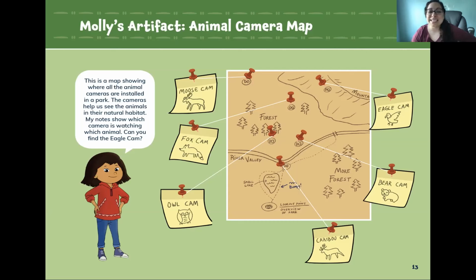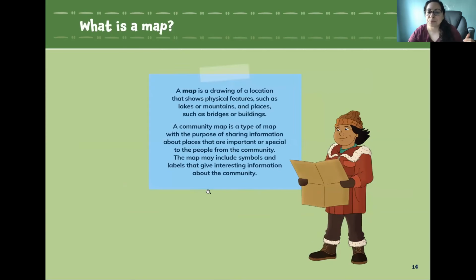So the example that Molly gives is because she lives in this beautiful area and there's a park. In the park, in the show, there are cameras set up in different places to watch the animals. So here's a map of all the places where the cameras are set up to watch the different animals. So this is just drawn. Again, this is another opportunity where you can do gluing and cutting and using, whatever materials you've got around the house as well.